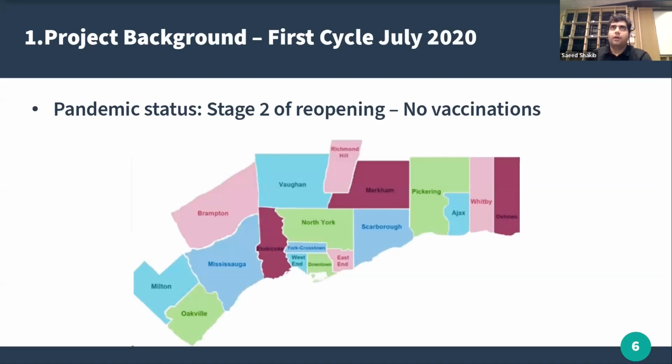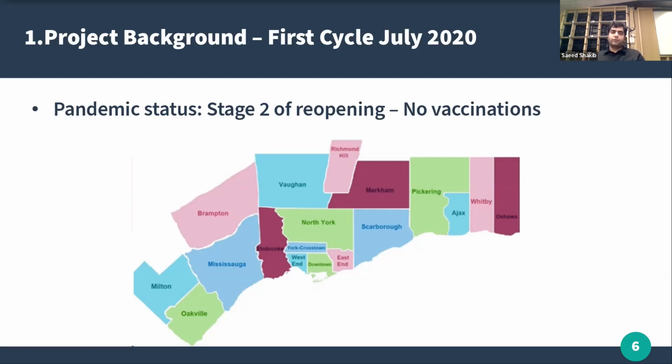So I'll go through the first cycle very quickly. We had some interesting observations and modeling practice in the first cycle. But I decided to put all of these in the background section, mainly because I want to talk about what we did in the second cycle regarding the data collection, which will come up in the next parts.